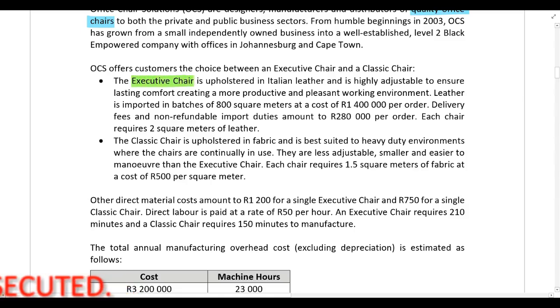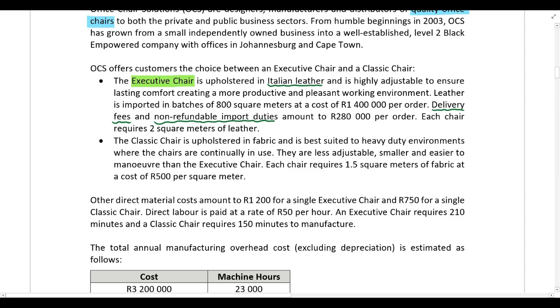The executive chair is upholstered in Italian leather and is highly adjustable to ensure lasting comfort, creating a more productive and pleasant working environment. Leather is imported in batches of 800 square meters at a cost of 1.4 million rand per order. Delivery fees and non-refundable import duties amount to 280,000 rand per order, and each chair requires 2 square meters of leather. Alright, so let's just make sense of the information that we've been provided with.